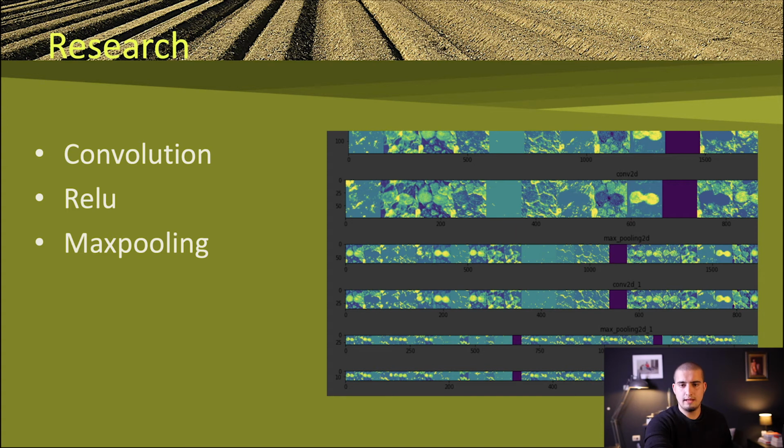Since we had, as I already said, a binary classification problem, we trained our model with the binary cross entropy loss, and the activation function is sigmoid.